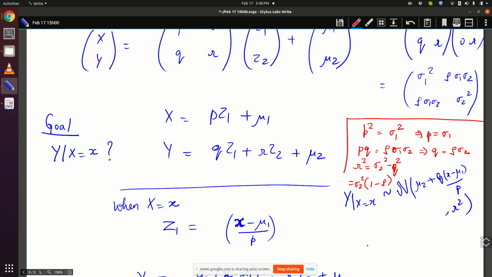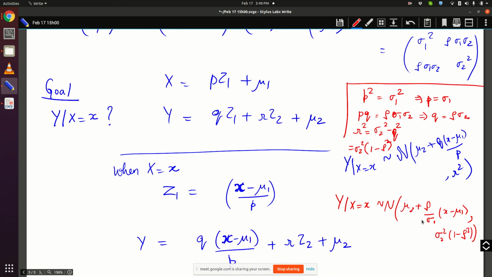Okay, so putting all these things together, 1 minus rho squared. Thanks. So this will be a normal distribution with mean mu 2 plus rho sigma 2 by sigma 1, so that becomes rho sigma 2 by sigma 1 times x minus mu 1, and r square is this. Okay, so this is how we can get the conditional distribution easily.